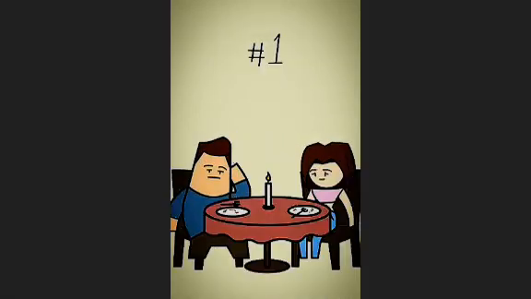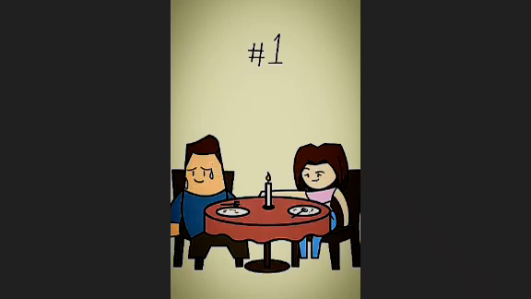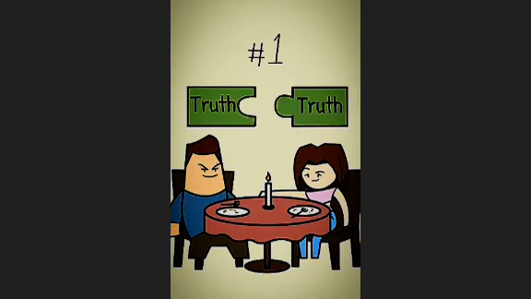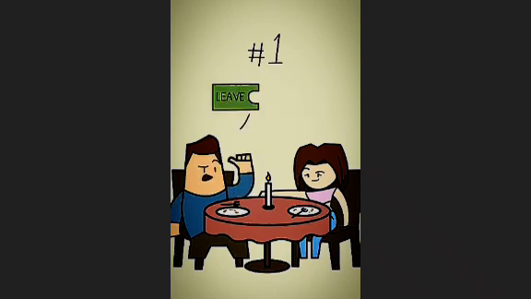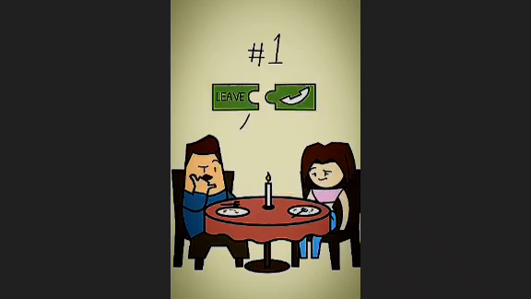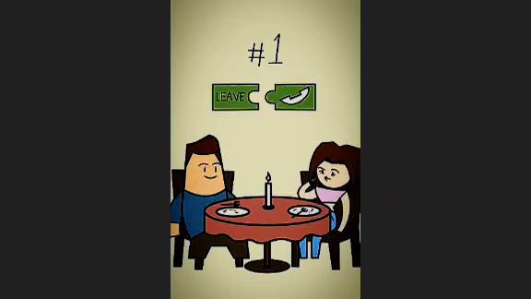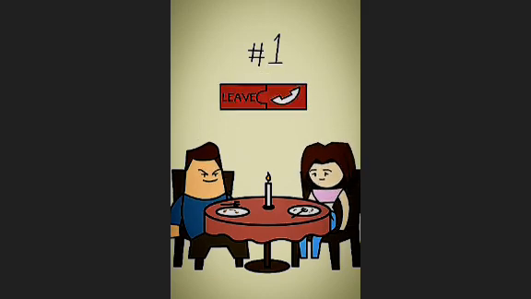Number 1. The easiest and most common way to deceive someone while telling the truth is by using causality. You say two true things that seem connected, but they're not. For example, I say, I have to go. I have to take a call. And you think, he has to leave because he has to take a call. You assume the reason I'm leaving is the call, but I never said that.